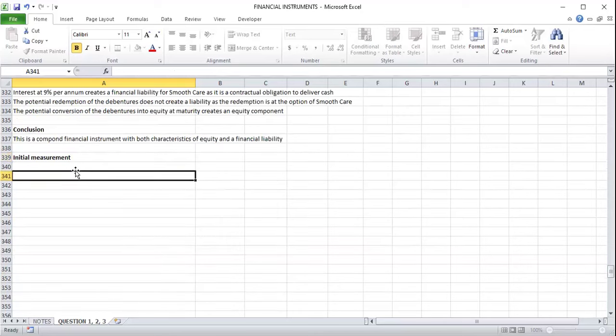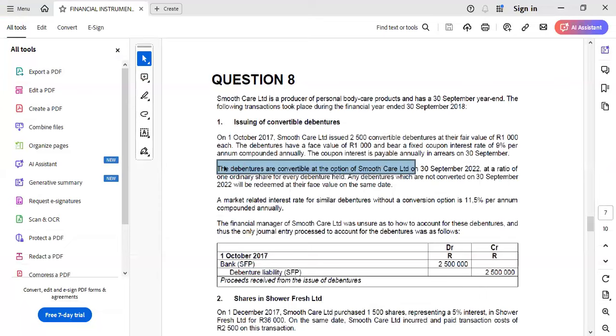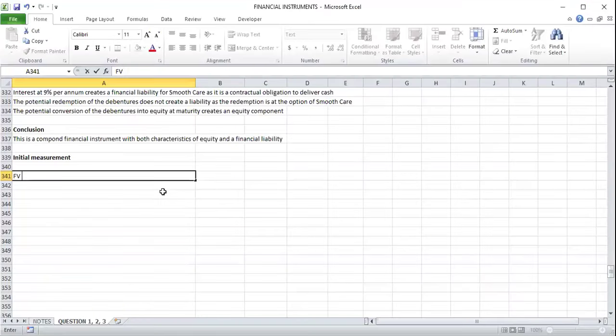I want you to follow me here and see the differences between this one and the previous one. Right. Since the option to redeem is at the option of Smoothcare, our FV, my friends, will be 0. If they say the debentures or preference shares are convertible at the option of the company, your FV will be 0. Or if they say they are compulsorily redeemable, your FV will be 0. But if they say it's at the option of the holder, like in the previous question, then you will have your FV.